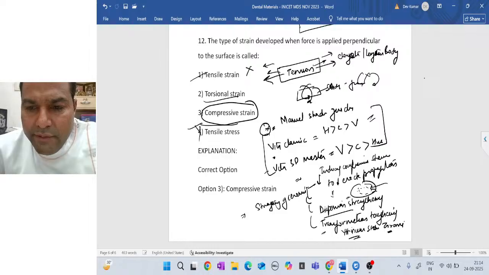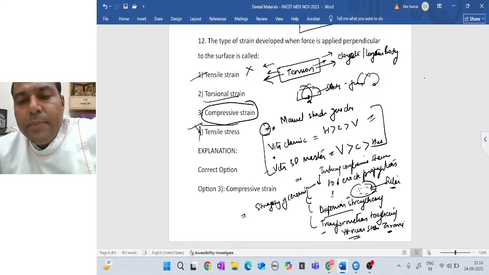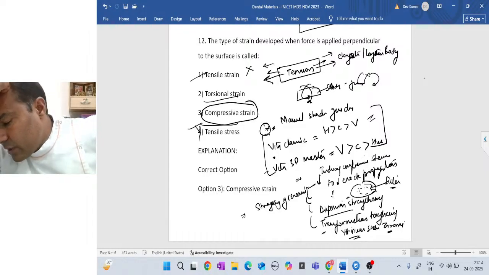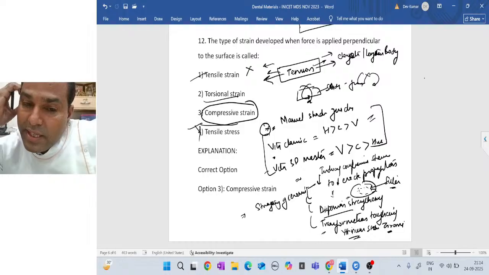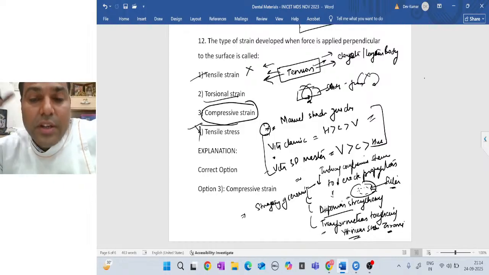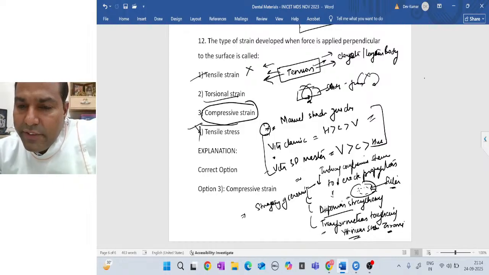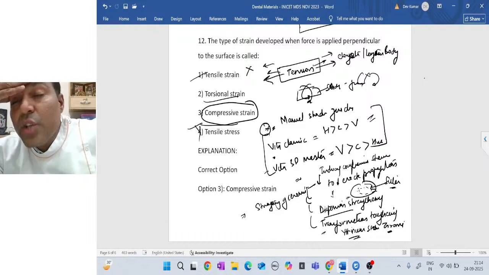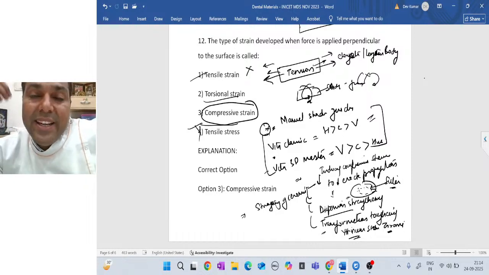matrix and if we are adding any filler, that tends to increase the strength of the ceramic and strengthen it. So dispersion strengthening, we are adding some filler. For example, we are adding leucite in IPS Empress 1 and lithium disilicate.